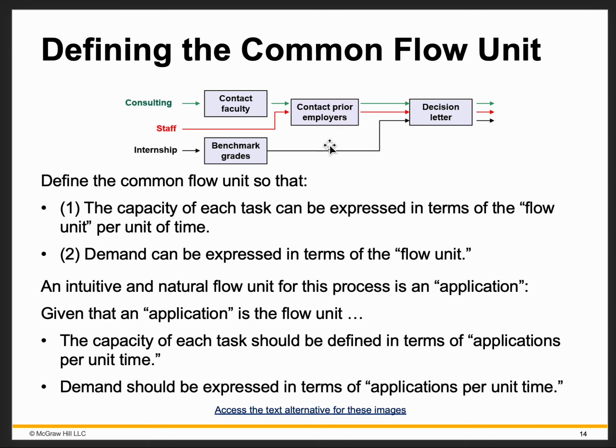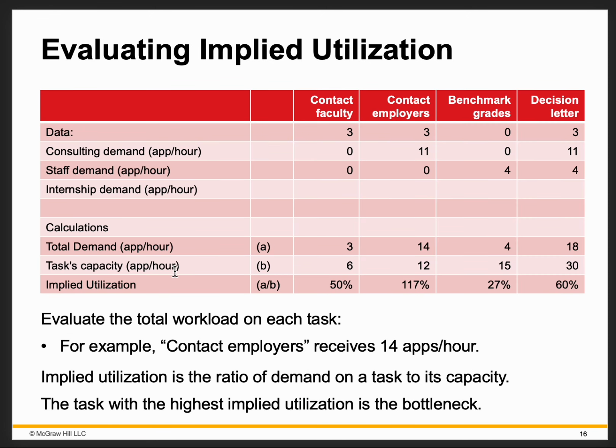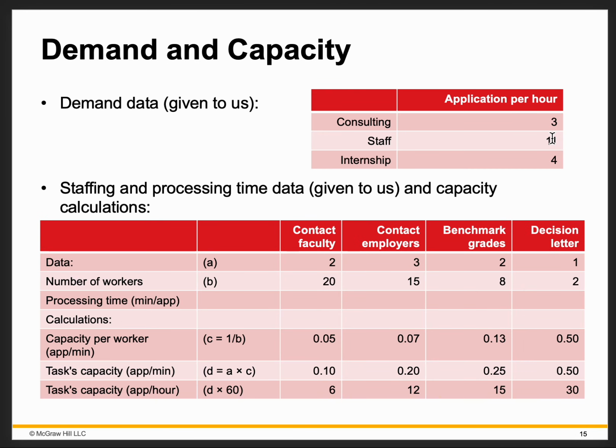And if you look here, contacting faculty is only for consulting jobs. Contacting prior employers is for both consulting and staff jobs. Benchmarking grades is only for internship, but the decision letter is for all 3 types of jobs, right? So because that's the case, the demand is only 3 here. If you look at the demand for decision letter, it says 18. How did I get the number 18? That is 11 plus 3 plus 4. All of these applications have to go through the decision letter stage, so you have 18 applications going through that stage.